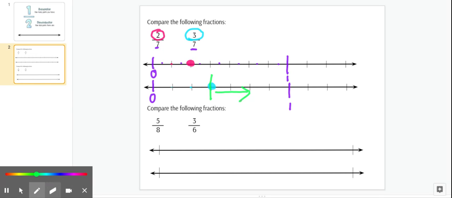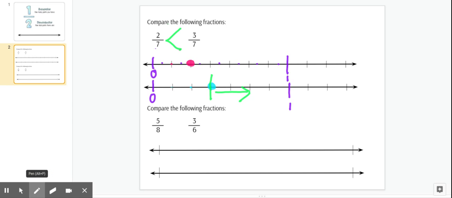So, oops, wrong button. So that means 2/7 is less than 3/7, or 3/7 is greater than 2/7. Remember, the bigger opening is going to open up to the bigger number. Okay, so now we're going to look at what happens when we have different denominators. Okay, so we're going to start at 0 again, and we're going to end at 1.